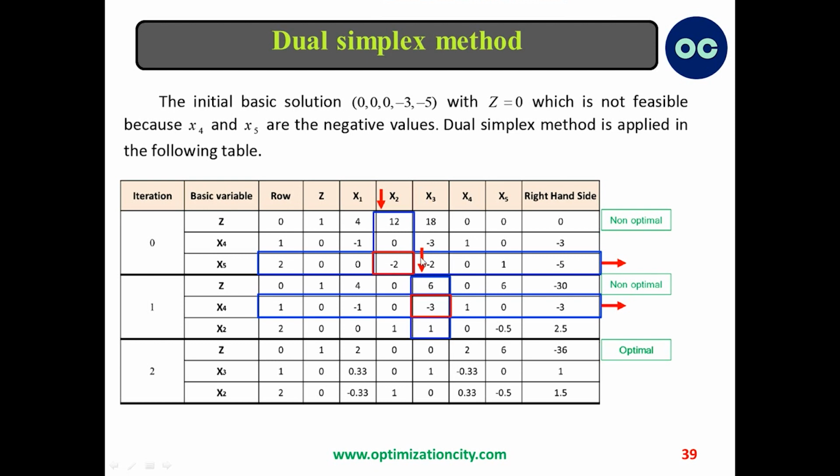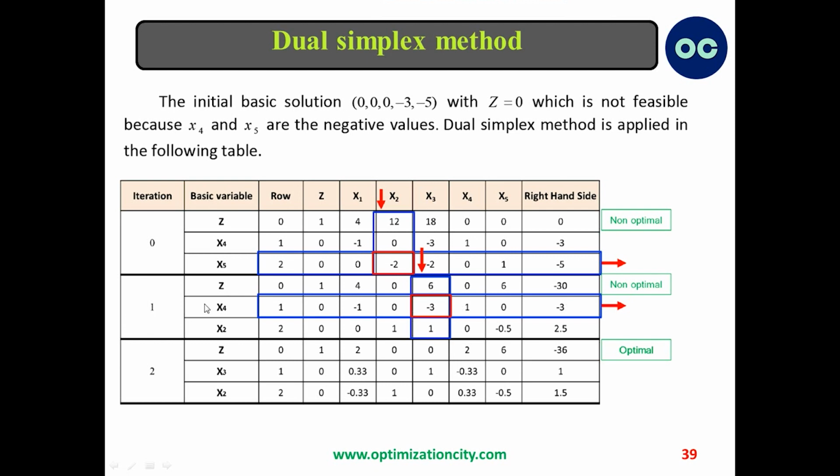Of course, absolute value. X2 is chosen as the leaving variable. I should mention that we do the division by a negative value. So if we have a plus 2, it's not good for the ratio test. It should be a negative value. To replace x2 with x5 as the new entering variable, we divide row 2 by minus 2. So after this operation, we have the next table.